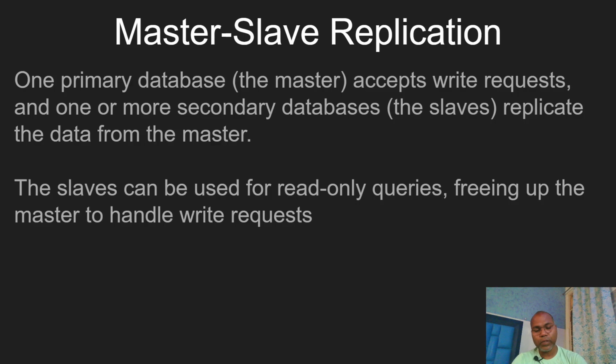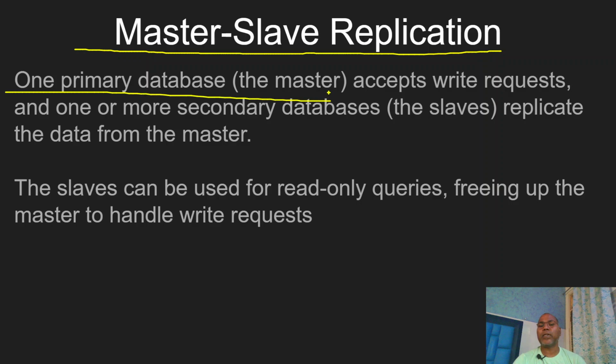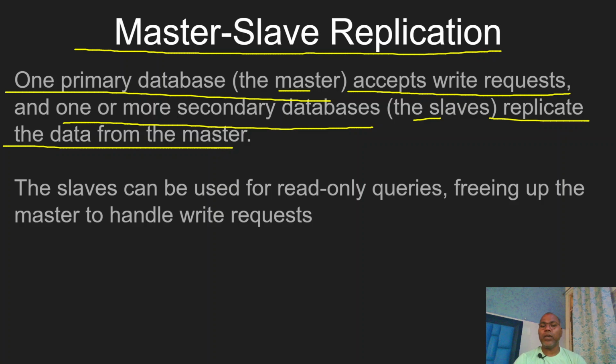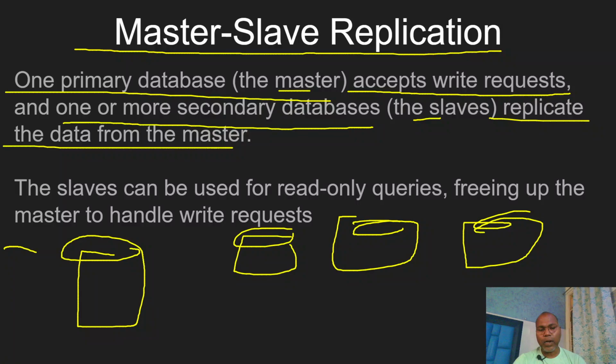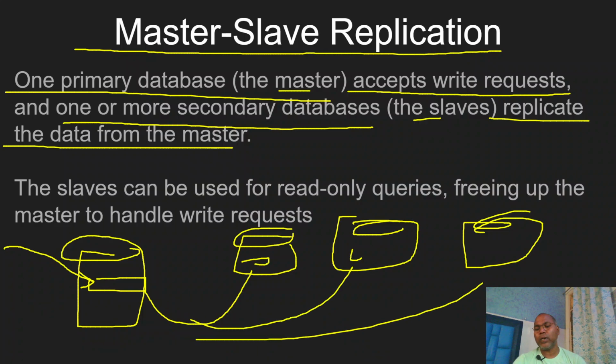Let's go one by one. Master-slave replication is very simple. One primary database, the master database, accepts write requests, and one or more secondary databases, the slaves, replicate the data from the master. So we have one master database and a couple of secondary databases. All write operations go to the master database only. Once the master completes the write, its responsibility is to replicate the same data here, here, and here. With a replication factor of 3, the master copy of the data is copied three times into the three secondary databases.